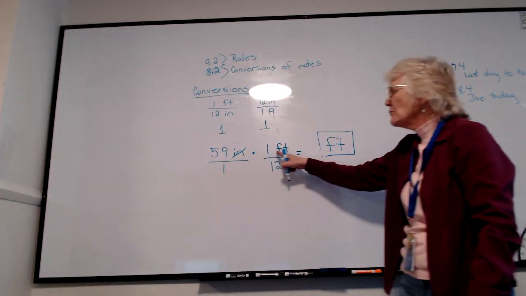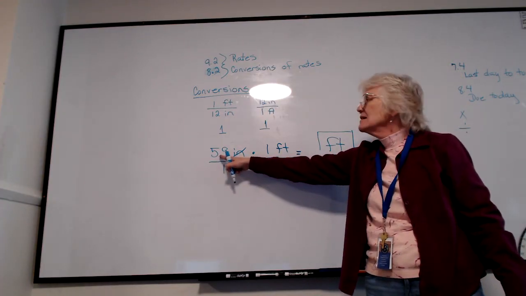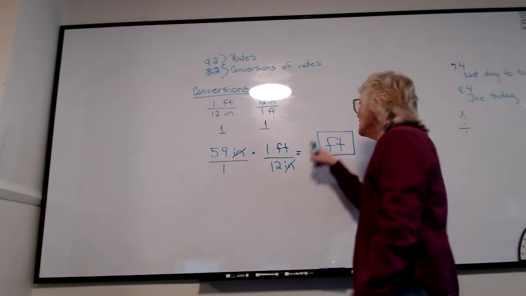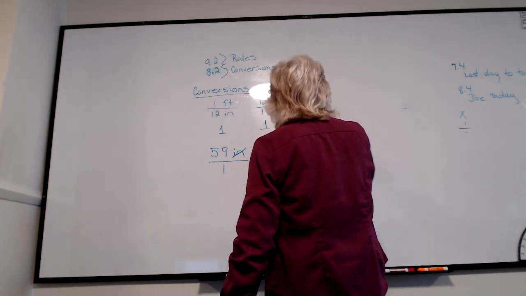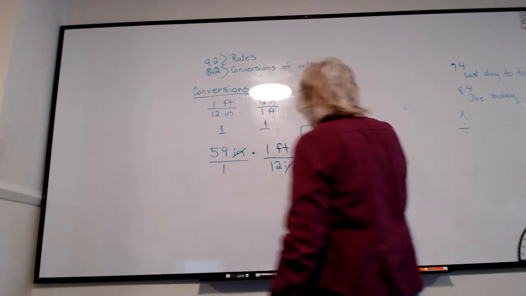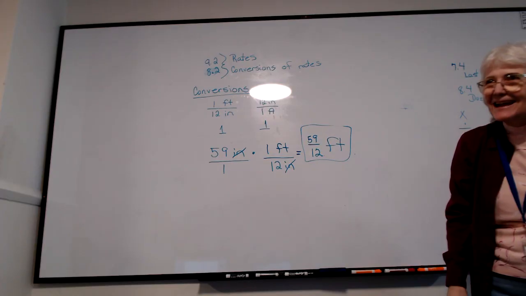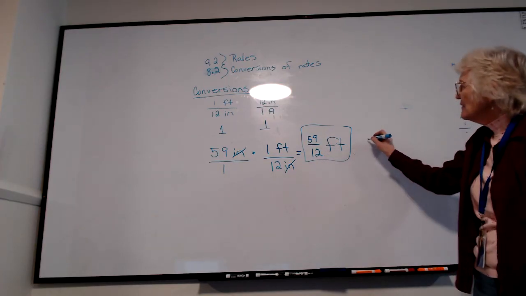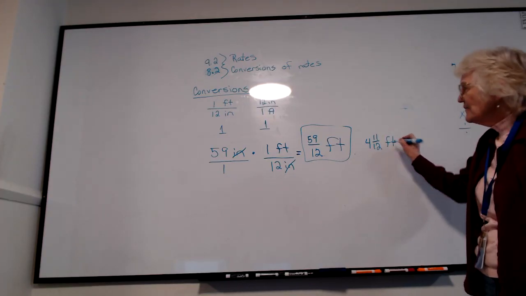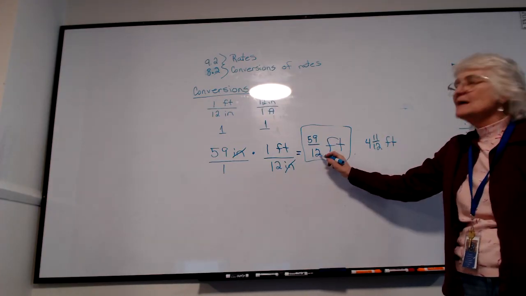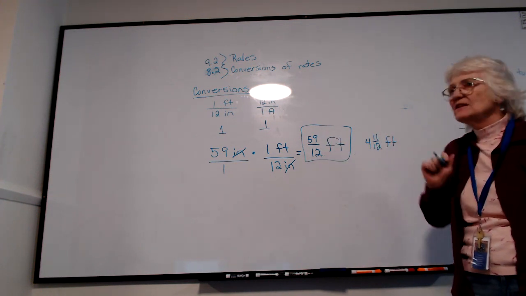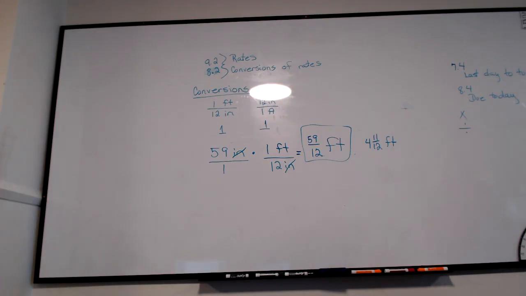Now I just do it without the units. I do 59 times 1 divided by 1 times 12. So that is going to be 59 divided by 12 feet, which is what we would have done beforehand, right? Which really is 4 and 11/12 feet, because 4 times 12 is 48. 48 from 59 is 11 left over, so it's 4 and 11/12.